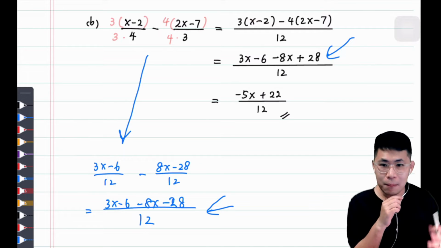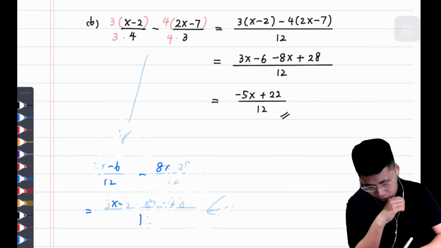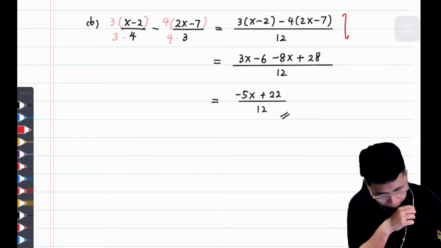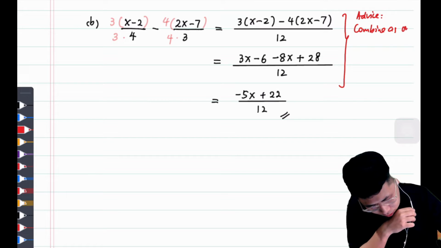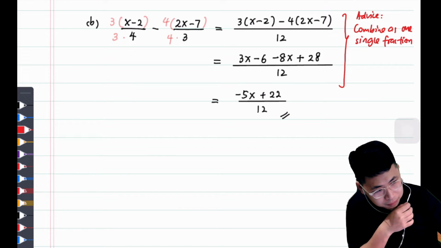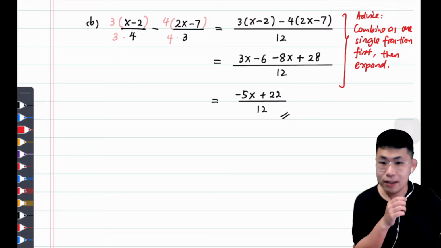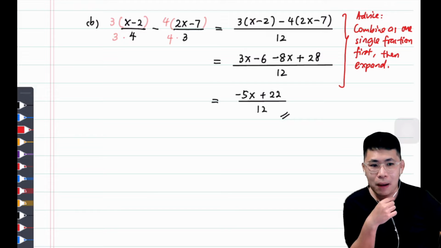Alright, so this is why my advice to you, to prevent this mistake, for this step over here, is to combine as one single fraction first, before expanding. Only then you expand. So you don't get that careless mistake over there. So that is it for part B.